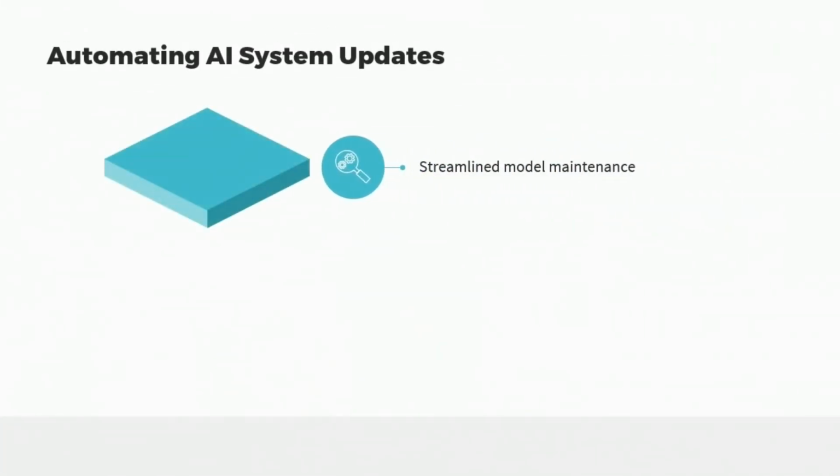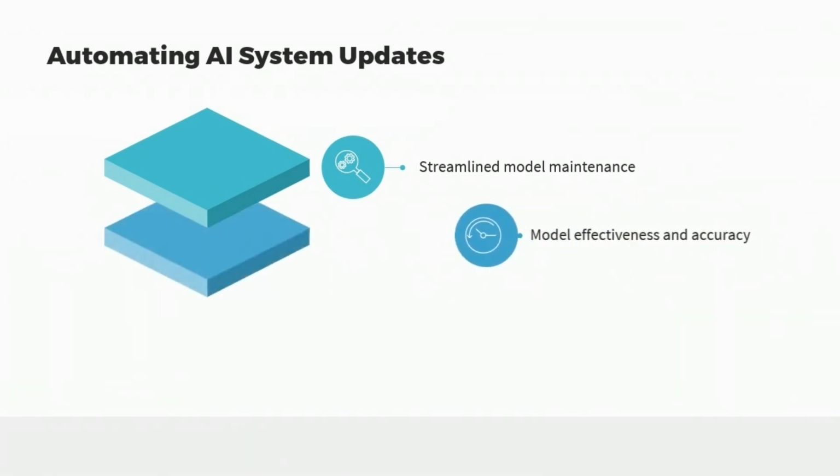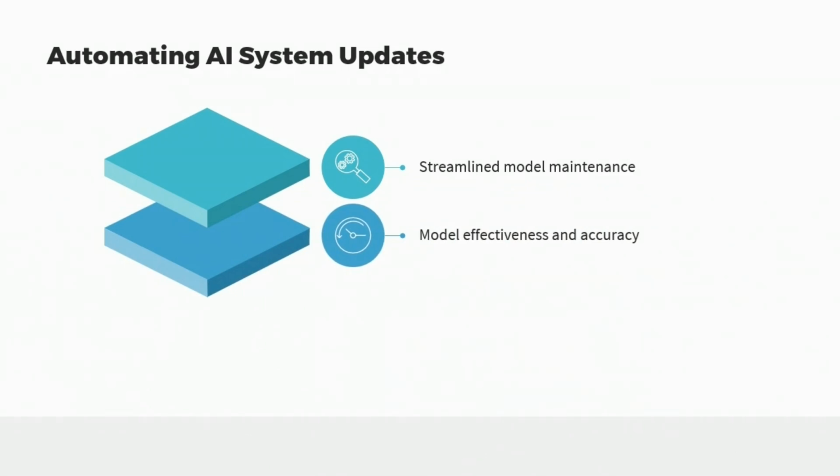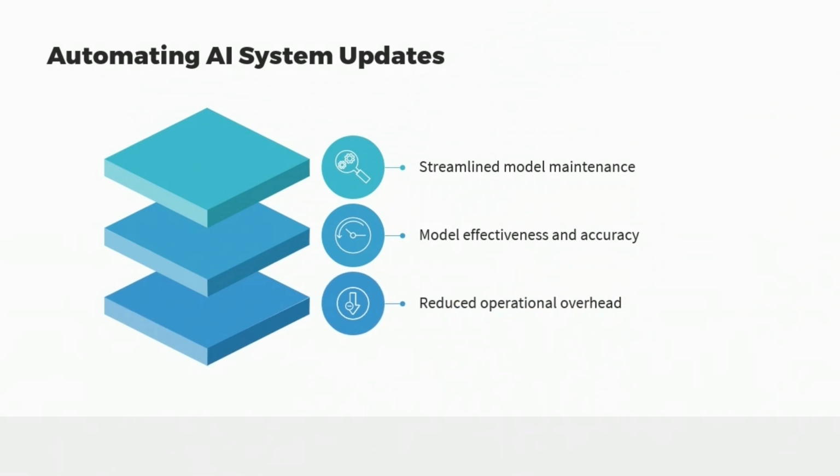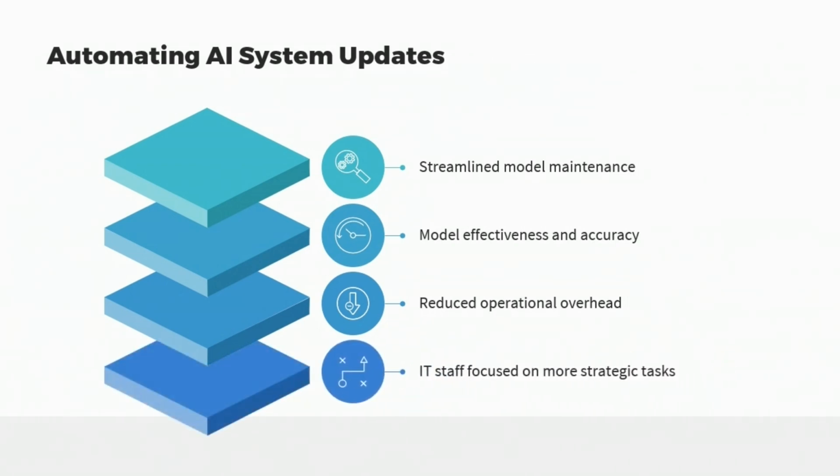Automating AI system updates can streamline maintenance processes and enhance operational efficiency. Automating the deployment, monitoring, and updating of AI models can help ensure their effectiveness and accuracy over time. Continuously monitoring and evaluating the performance and effectiveness of AI models can help identify opportunities for improvement and optimization. Minimizing manual intervention and administrative tasks associated with AI system maintenance can help free up resources for more strategic activities. And enabling IT staff to focus on more high value tasks and initiatives is done through automating routine maintenance activities and system updates.